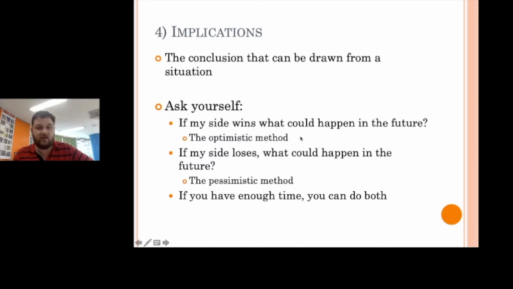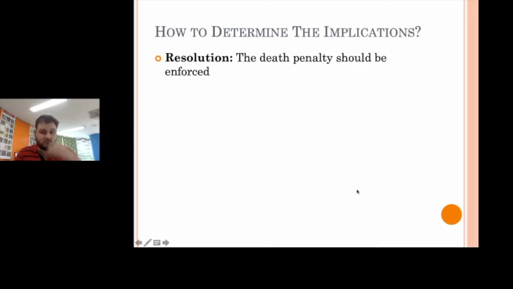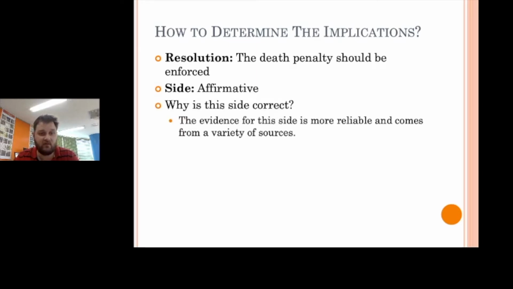So optimistic, if your side wins and your arguments happen, why it would be a good thing, or if your side loses and the opponents win, why it would be a bad thing. If you look at the resolution, the death penalty should be enforced. If the side is the affirmative side, why is this side correct? For example, I wrote the evidence for this side is more reliable and comes from a variety of different sources.